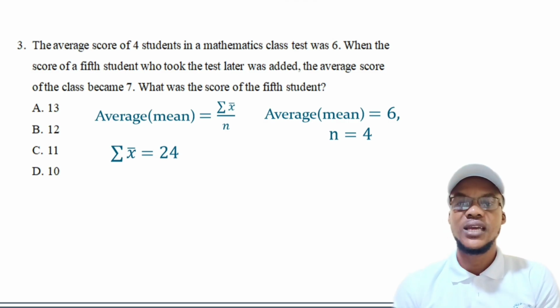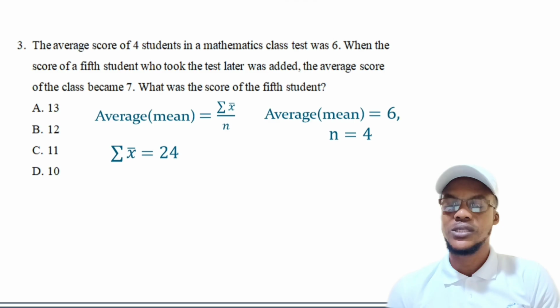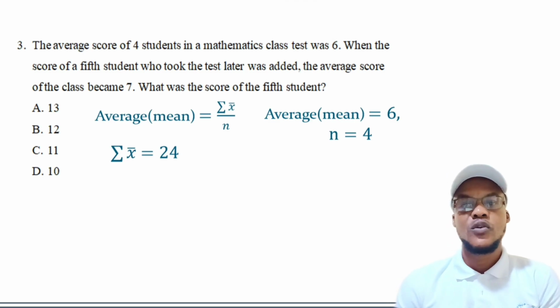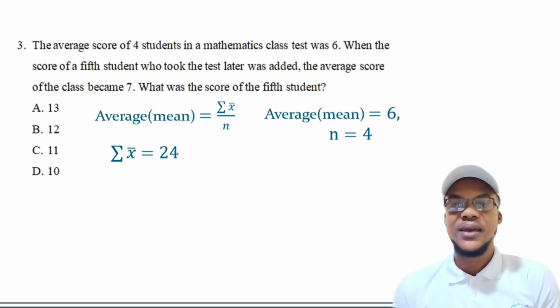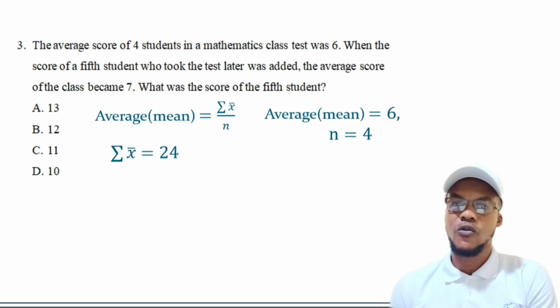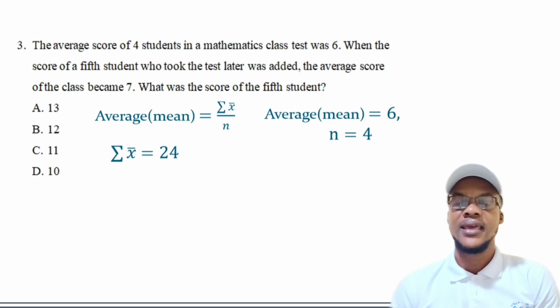Good. Once we are able to get that, the following sentence is also saying that when the score of the fifth student who took the test was added, the average score was 7. So this time, because another person also wrote, we need to add that person's score to the already calculated total score of the 4 students. We need to add the score of the fifth student to that 24 and divide it by their number.